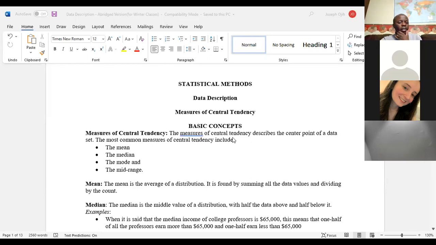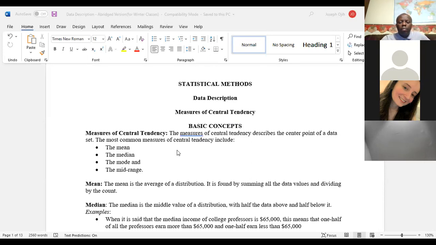Now, let us begin our data description. Under that description, we're looking at measures of central tendency and measures of variation. So under this, that's what we focus on. Let's start with the measures of central tendency first. These measures are used to describe the center point of the distribution.